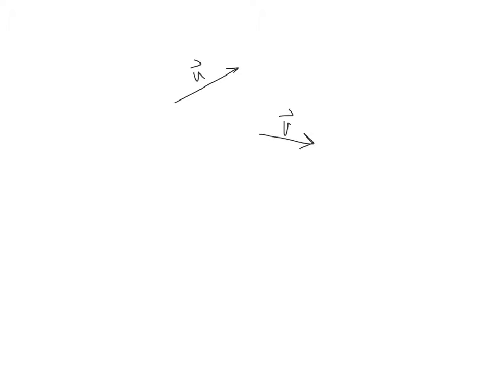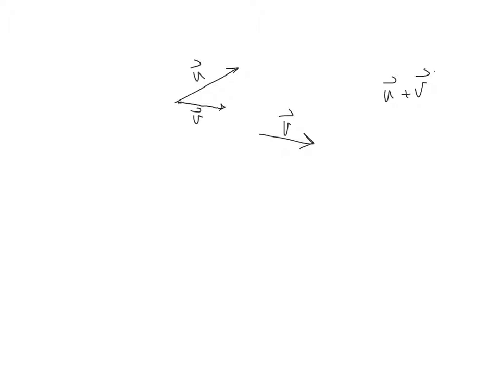The next method is called the tail-to-tail method. The tail-to-tail method is saying that when you have to add two vectors, u plus v, just connect the tails of the two vectors together. To do this one, I'm going to draw the equivalent of vector v, which is going to be another vector parallel to v with the same magnitude. So it's going to be a vector that looks like the following.